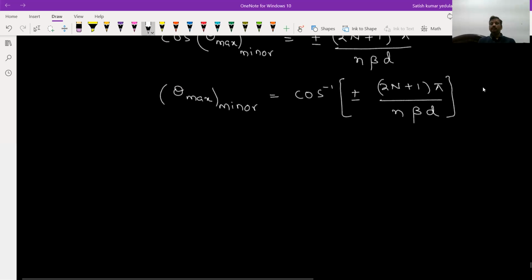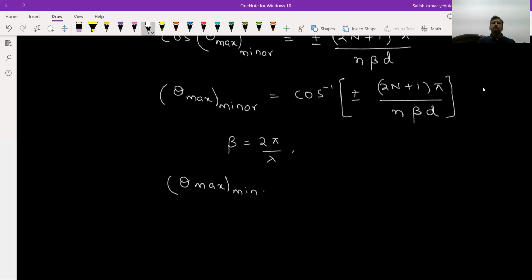Don't substitute small n and capital N. Just substitute beta equal to 2 pi by lambda, and keep d as it is, because you cannot substitute d now. So theta maxima of minor will be equal to cos inverse of, when you substitute beta equal to 2 pi by lambda, pi getting cancelled, this will now become 2n plus 1 into lambda by 2 n d. So this is another way of writing.